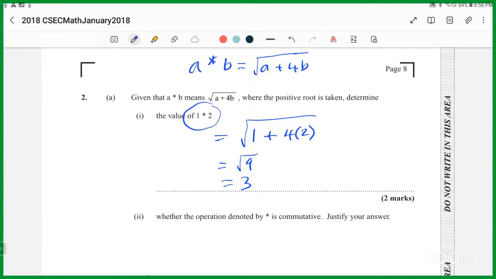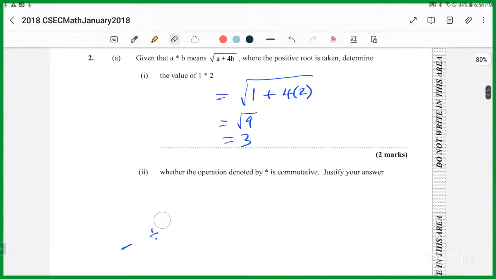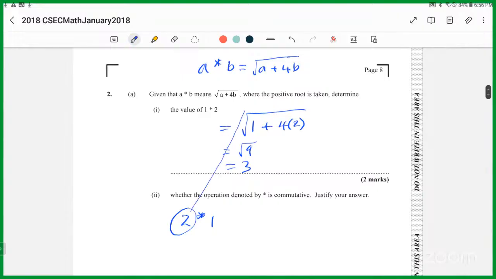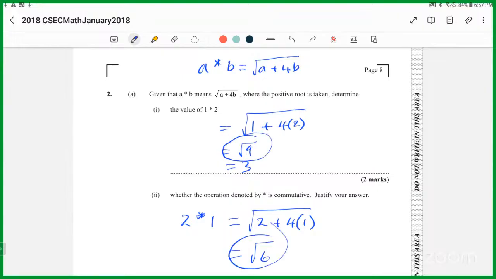Now if I reverse these two and do it as 2 star 1 instead of 1 star 2 and work it out, all that happens is that the a becomes 2 right here. So it's going to be equal to the square root, and the a is going to come right here, the first value, which is 2, plus 4 times, and the second value now becomes the b, coming right here. So we're going to place that value here beside the 4, multiplying with the 4. And then we work this out. This becomes 4 plus 2 is 6. So now we're doing the square root of 6. But remember, up here was the square root of 9. Now it's the square root of 6. Those two values are not the same.